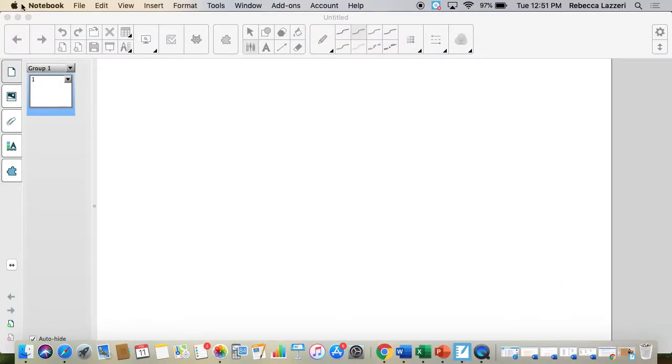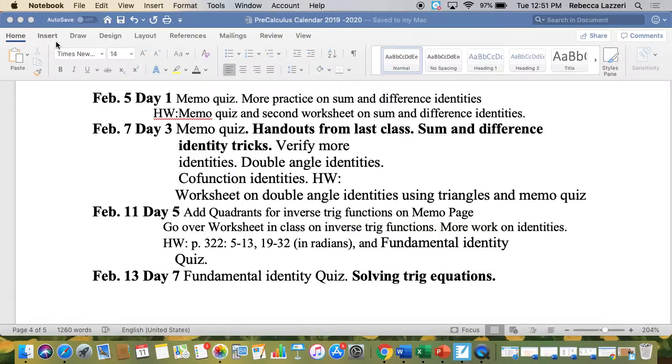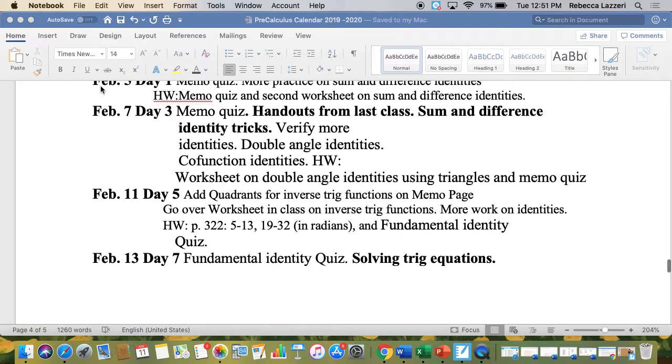Do y'all have the double angles on your memo page? Yes. Okay. And you have sum and difference. Yeah. You have cofunctions. Yes. Quadrants. So we've got to have a few more things. Okay, so here's a complete memo page.